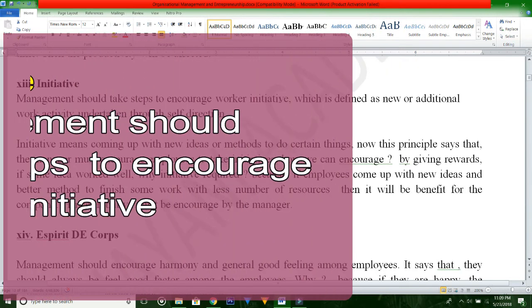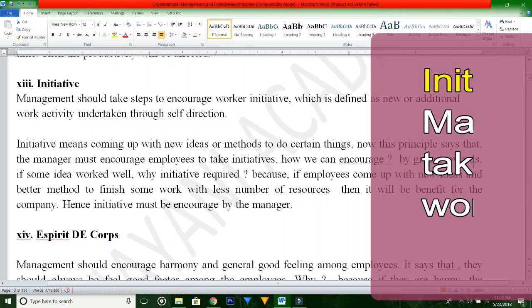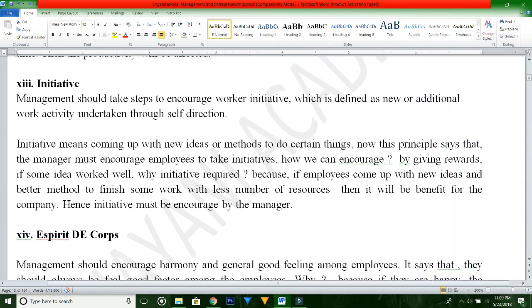Initiative. Management should take steps to encourage worker initiative, which is defined as new or additional work activity undertaken through self-direction. Initiative means coming up with a new idea or method to do certain things. This principle says that managers must encourage employees to take initiatives. How can we encourage them? By giving rewards.